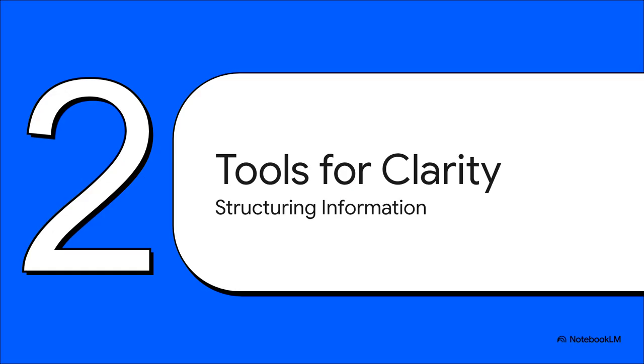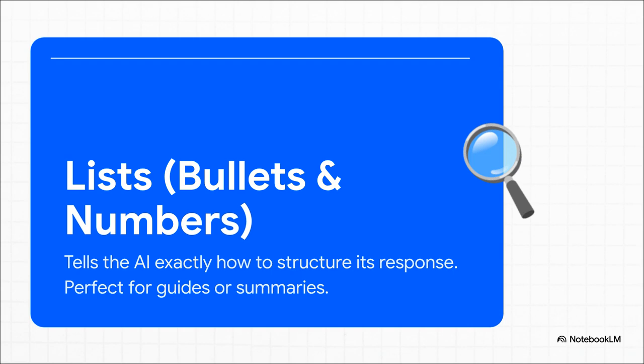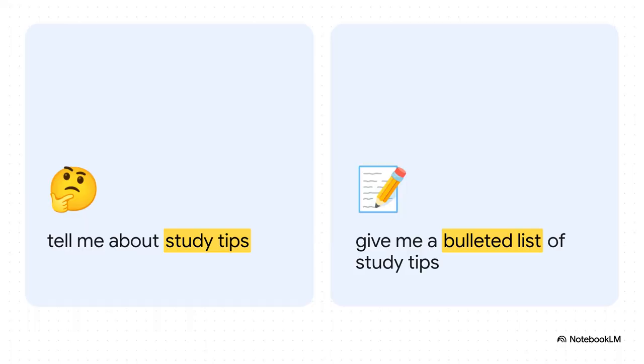Okay, let's get to the good stuff, the practical tools. This first set is all about bringing that beautiful, clear structure directly into your prompts. In our first tool, honestly, probably the most powerful one is also the simplest: lists. Using bullet points or numbers is the most direct way to tell the AI, hey, I want the information organized exactly like this.